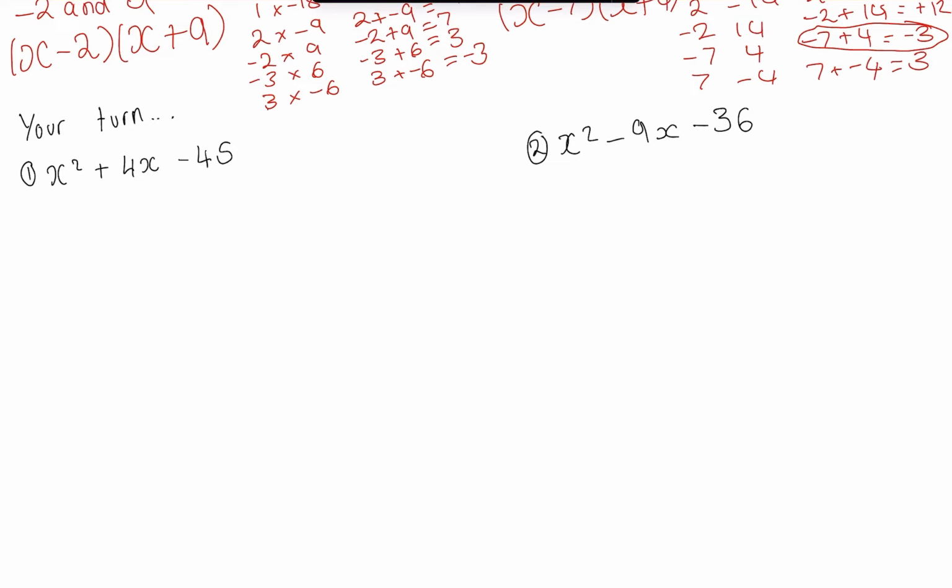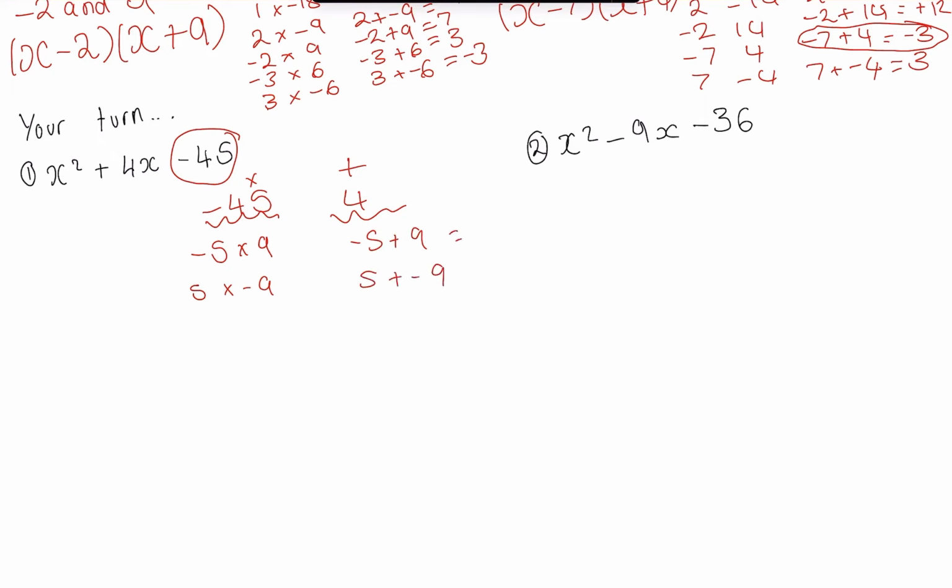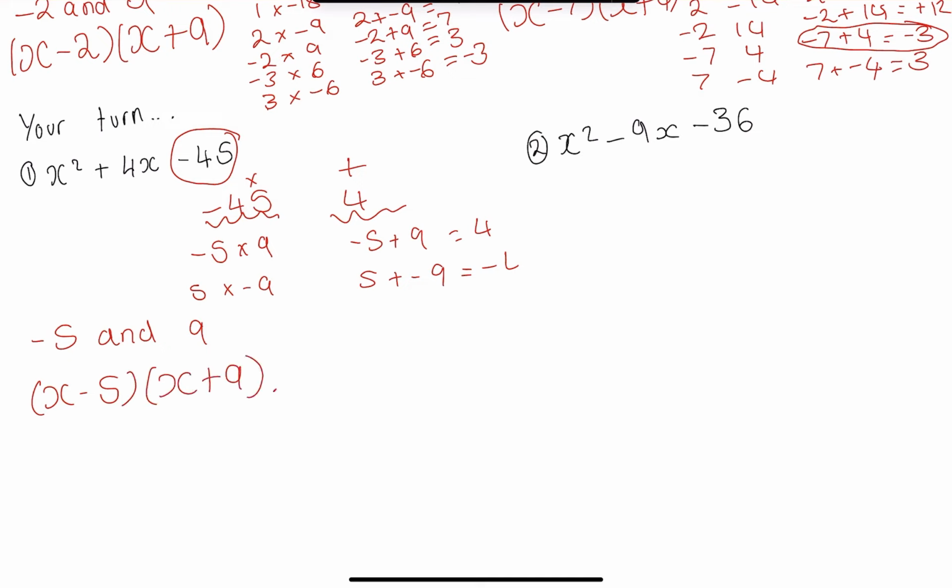Okay, first one, you're looking for two numbers that multiply together to give you -45 and add together to give you 4. Now, I'm not going to go through all the factors, but the factor pairs you should have concentrated on are these two. When I add them together, this one is going to give me 4, and this would be -4. So because I'm looking for that +4, the numbers you should have picked are -5 and 9. So in your brackets, x - 5 and x + 9.